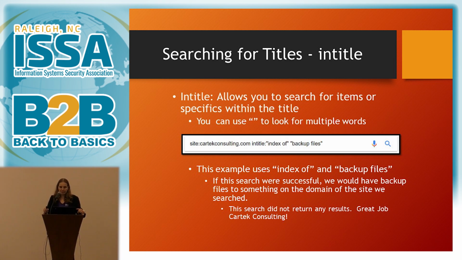In this example, you can see I used index of and backup files. So I'm trying to find out where his backup files are located. I couldn't actually find his backup files, which was very good for him. But as a tester, I might want to find somebody's backup files because those are oftentimes less secure and contain valuable information for me.